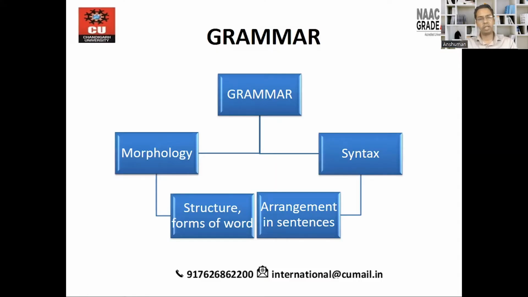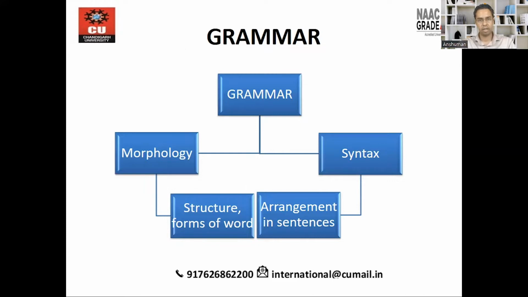Today we'll be covering a very important topic related to the English language, which is different parts of speech and tenses. So now let us understand this through a PPT. As far as grammar is concerned, grammar is divided into two important parts. First is morphology, which is about how we study and understand words.